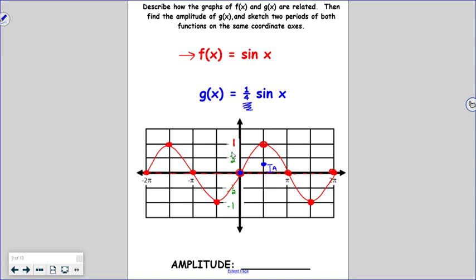And then we follow our pattern. Return to the midline. Go down the distance of the amplitude, 1/4. Return to the midline. And repeat that pattern all the way back here. Below 1/4, back to my midline. Above 1/4, back to my midline.